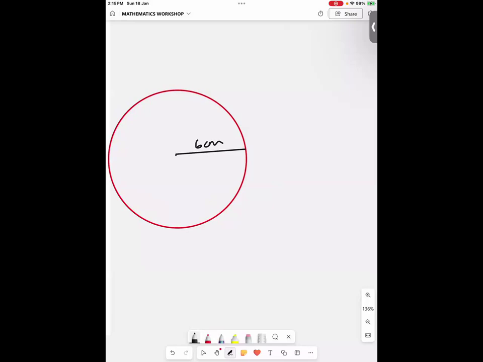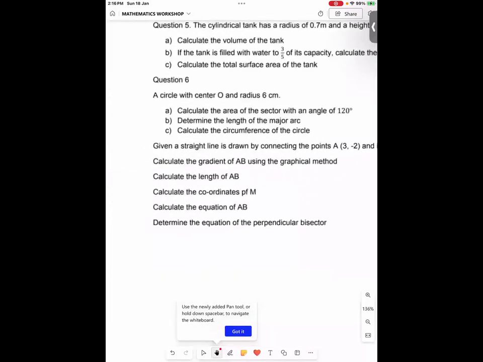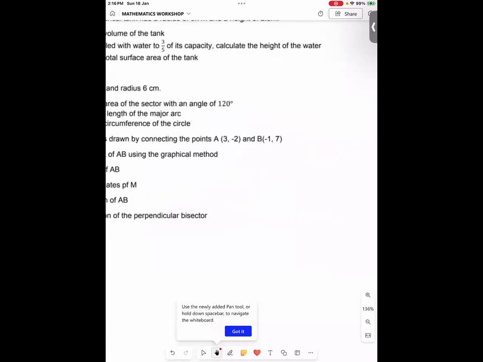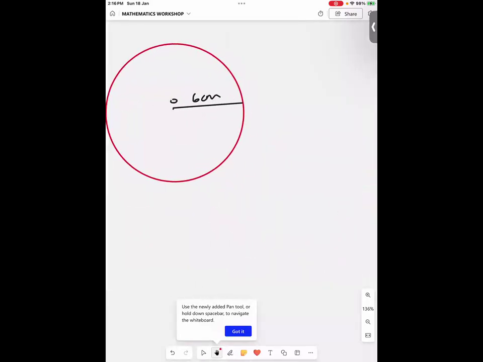Now, the circle is always labeled with the center O. That's the only information they gave us. They say that we are to calculate the area of the sector with an angle of 120. Now, at the present moment, you're not seeing a sector, right? So you are going to have to be the one to create the sector. For you to create a sector, you have to have another radius, right? So I want to have another radius like so, like this. I want to do it like that.